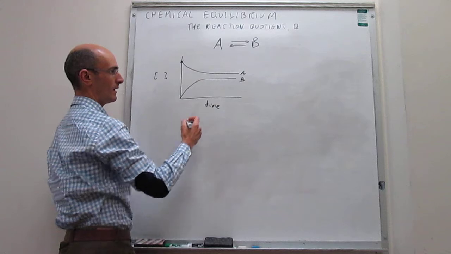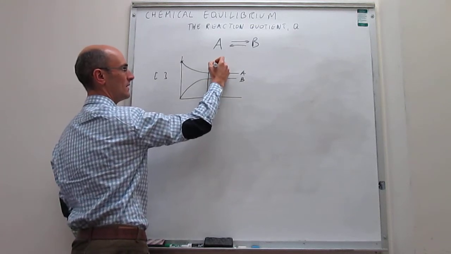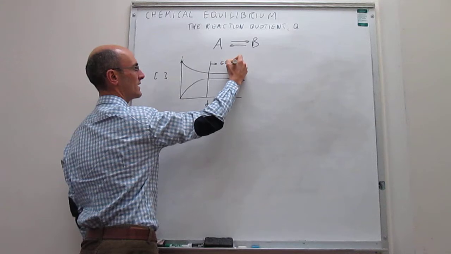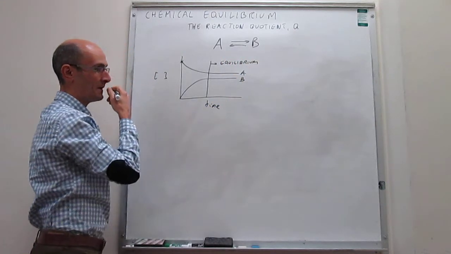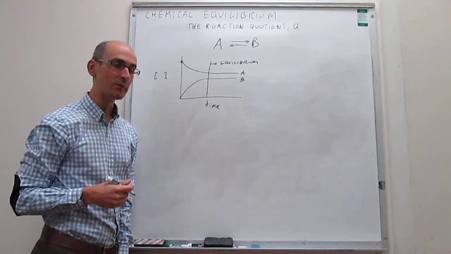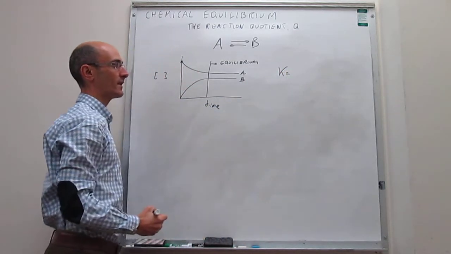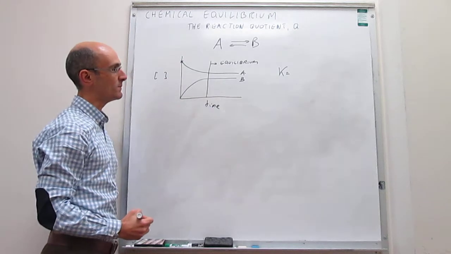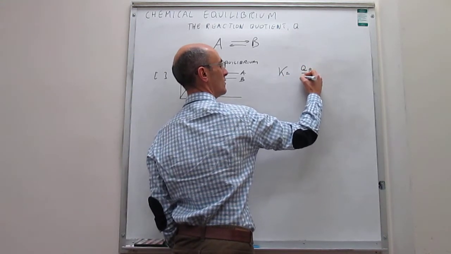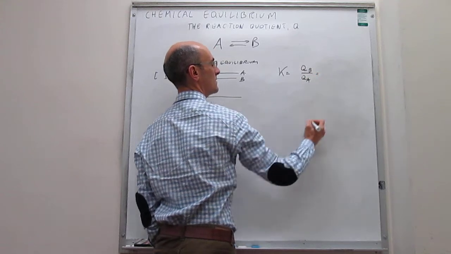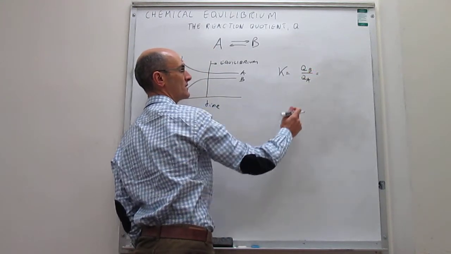Now notice that there's a point at which the concentrations no longer change in time, and that is the point at which we reach equilibrium. From here on, we can quantify the equilibrium by writing the equilibrium constant, which by the law of mass action is simply the activity of B over the activity of A. The stoichiometric coefficients are 1, so here we have those powers as 1 and 1.